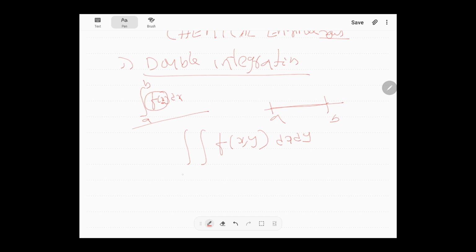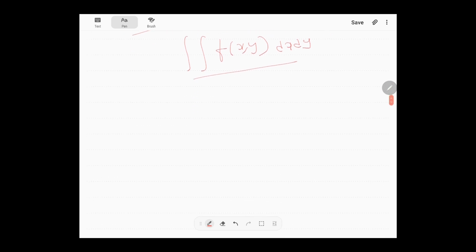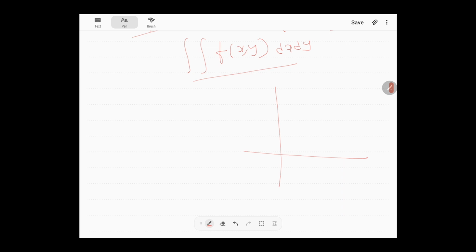Now, how to evaluate this double integral? As in the case of a single integral, the variable x is taking all the points between a and b. Similarly, here the x and y will take all the points in some region in the xy plane. Let us call that region R. So x and y are taking all the points in the region R. So we need to evaluate the double integral f(x,y) dx dy.